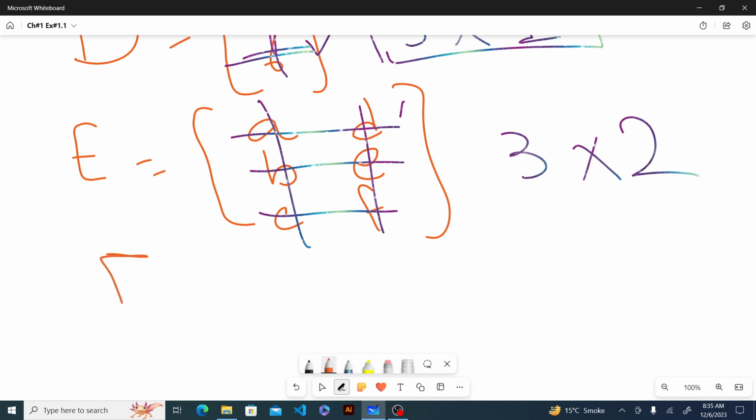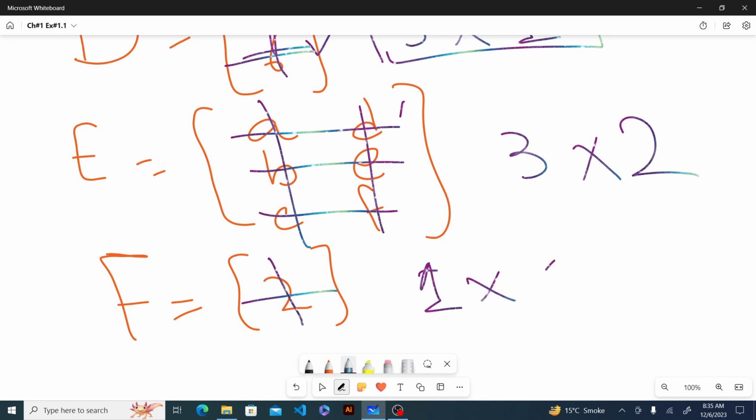Now the sixth part is F is equal to 2. Only one element in this F. So we will write its order. Only one row, so 1 into only one column. 1 into 1: 1 row, 1 column. So this is the order of matrix F.